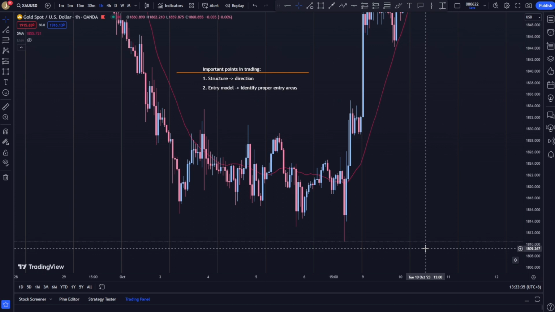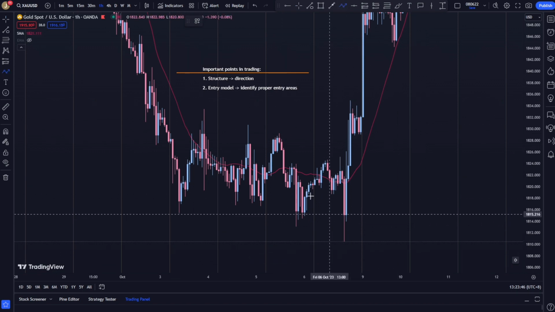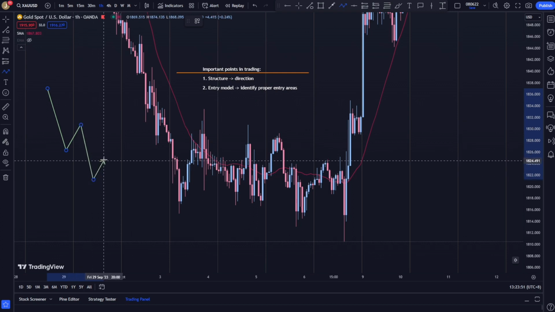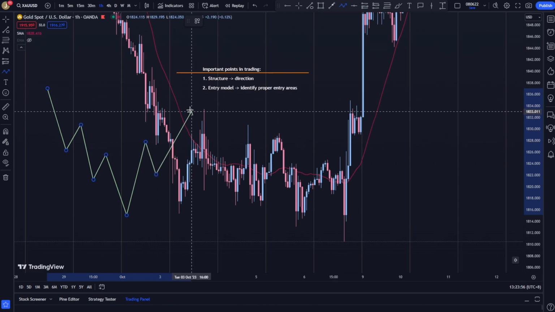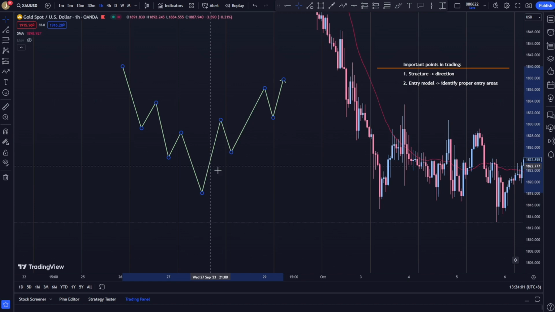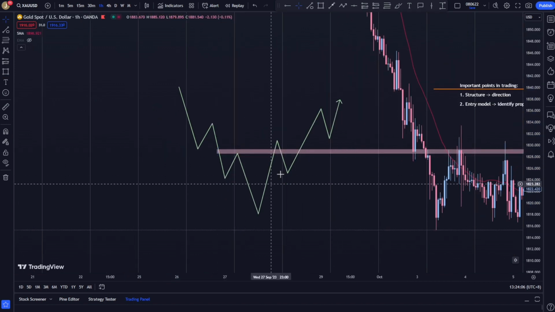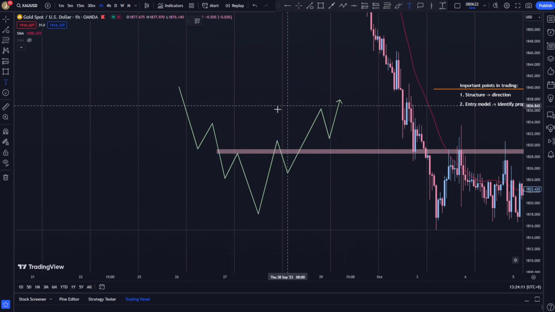So for this part, structure, there are two kinds of structure. One is the reversal structure and one is the continuation structure. For the reversal structure, we always see that price makes a series of lower lows and lower highs, and when this part breaks, price shifts, like that. Let me push it here to make it clearer. So when this part breaks here, price shifts up. So this is the reversal structure.